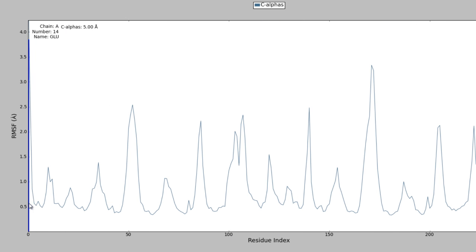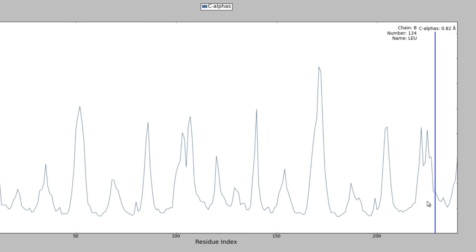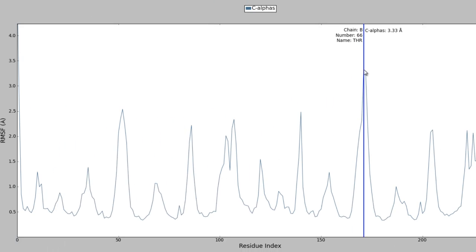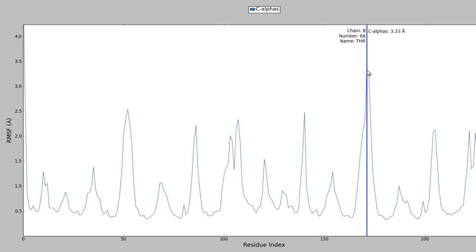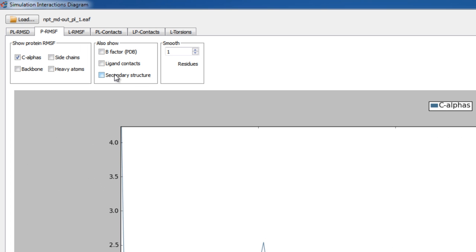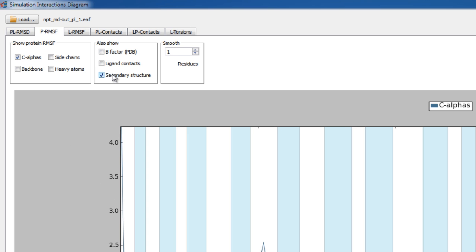Typically, the N and C termini tails tend to fluctuate the most, but you can see here an example of a residue that fluctuates by around 3.3 angstroms. Secondary structure elements like alpha helices and beta strands are usually more rigid than unstructured parts of the protein, and thus will fluctuate less. Now here, we can overlay the secondary structure elements by checking on secondary structure.